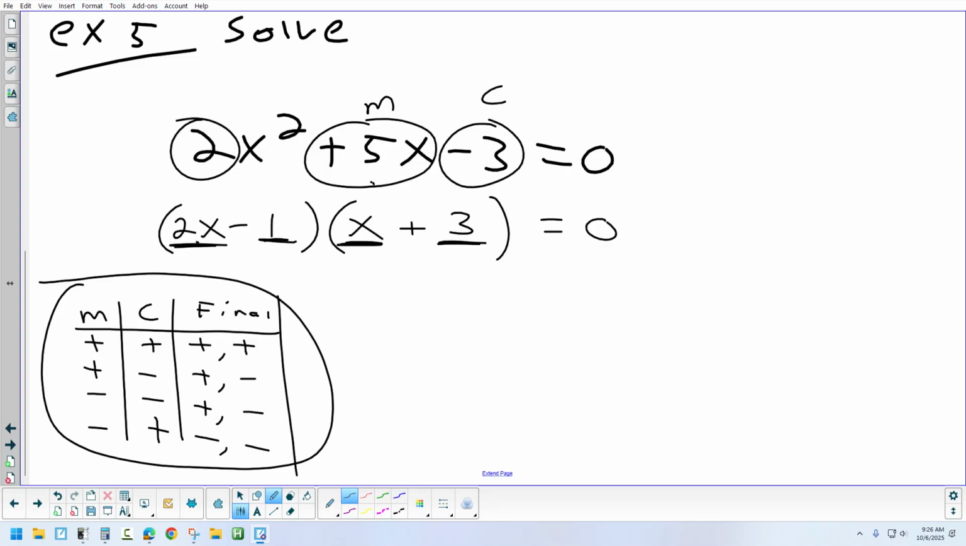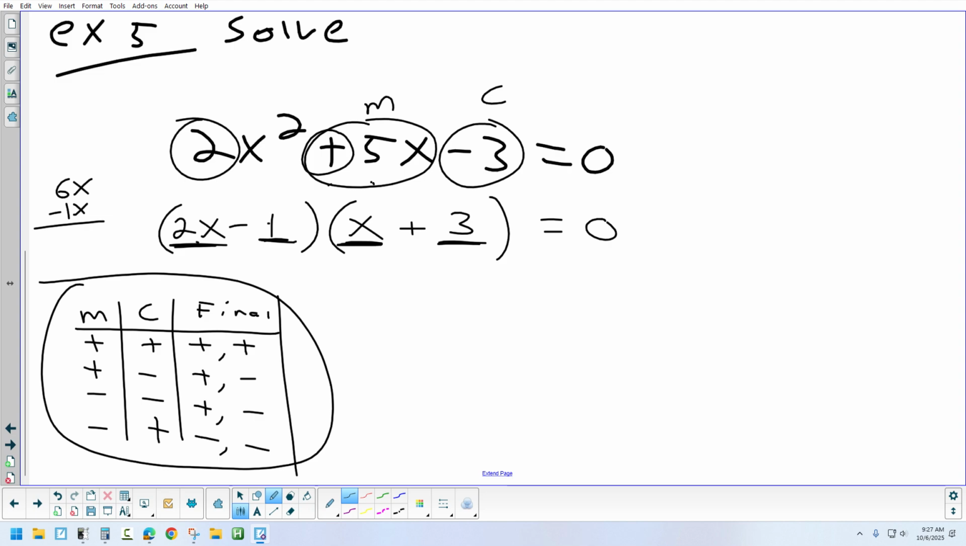What's 2x times 3? Oh, 6x. And what's -1 times x? -1x. What's 6x minus 1x? 5x. Perfect. That's what we wanted. If we had gotten something like a -5x, we got the opposite of what we wanted right there, we would have switched the signs. If we didn't get the right number at all, like a 5 or a -5, then we would have tried switching the numbers, the 1 and the 3.